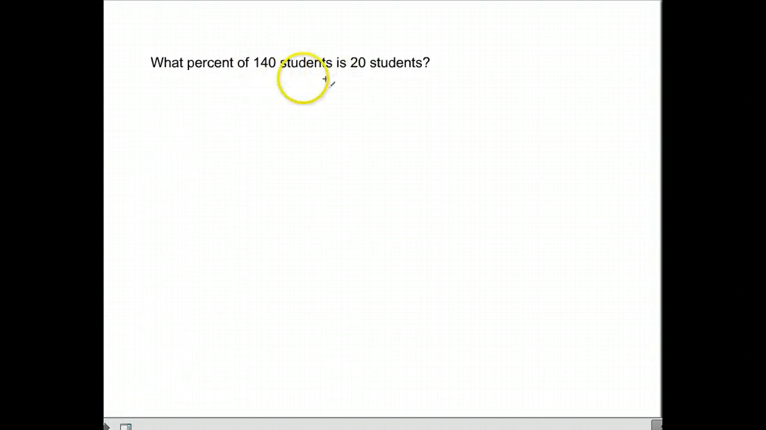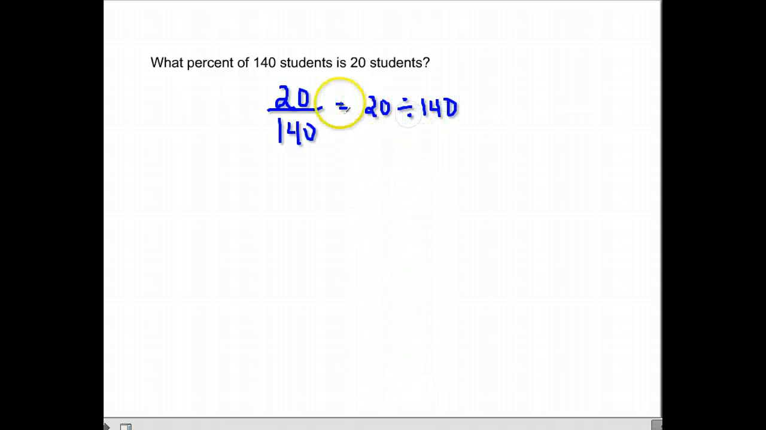Okay, what percent of 140 students is 20 students? When you're finding the percent of something, you would say, well, first of all, what fraction do we have? We have 20 out of 140 students. From there, what you would do is divide to change it to a decimal, because once we have a decimal, we know how to change that to a percent. So 20 out of 140 we write as 20 divided by 140.